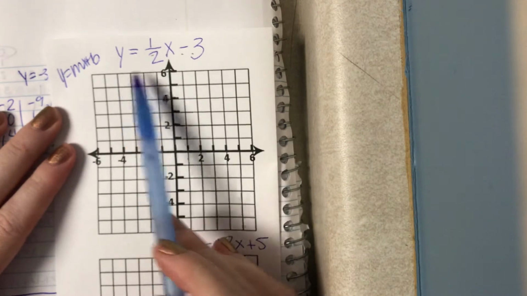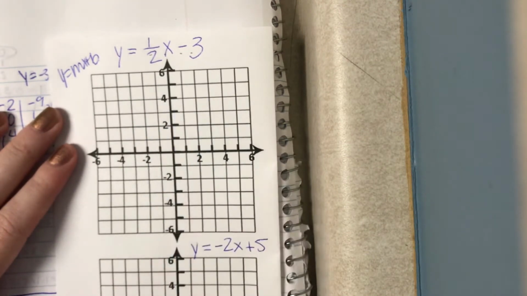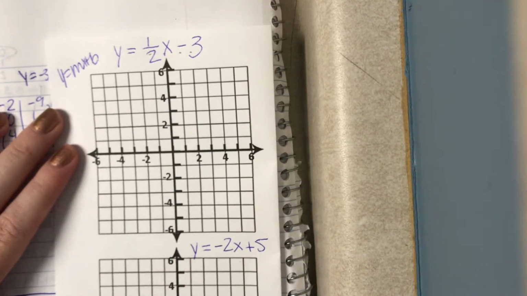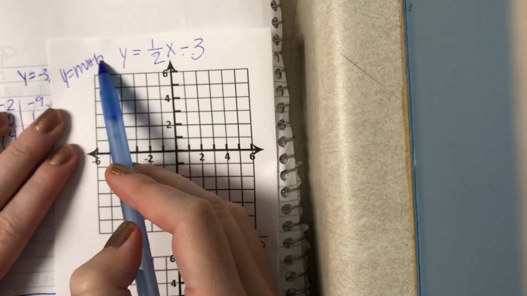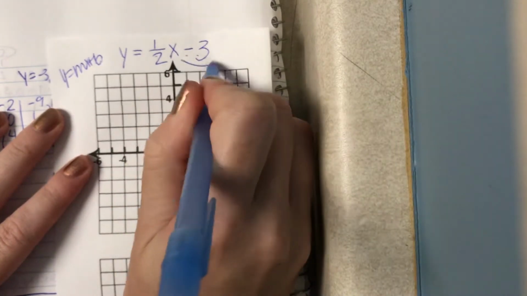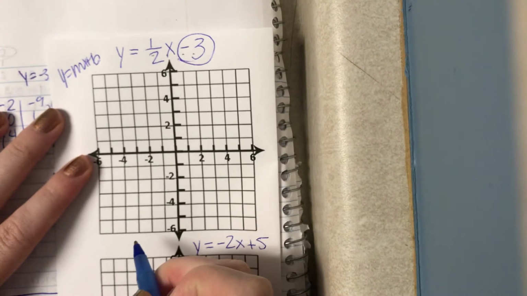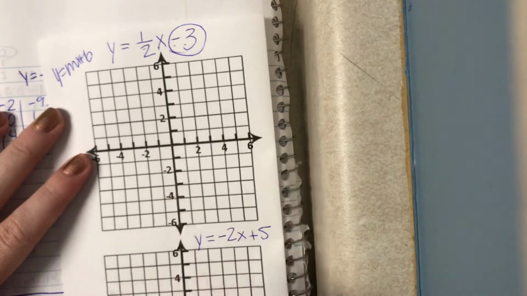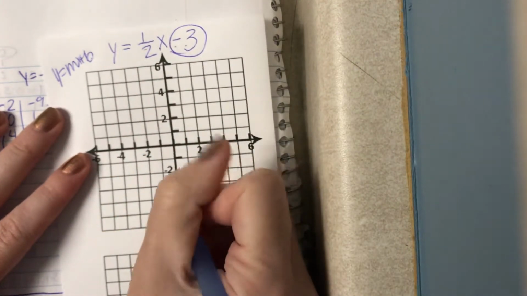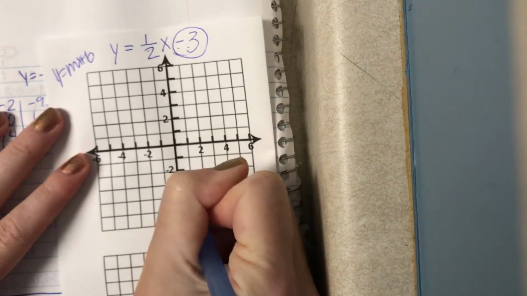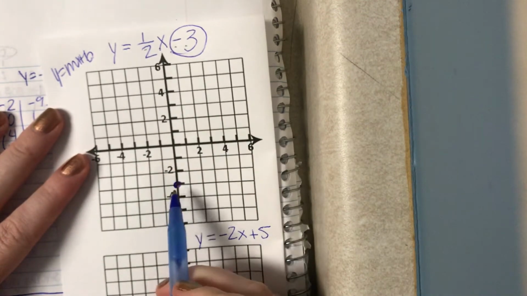So this first one I have y equals 1/2 x minus 3. Your first point when you graph is always the y-intercept. It's always going to be that b. So my y-intercept is -3. So my first point I'm going to put on that y-axis at -3. Okay, so I have my point at -3.